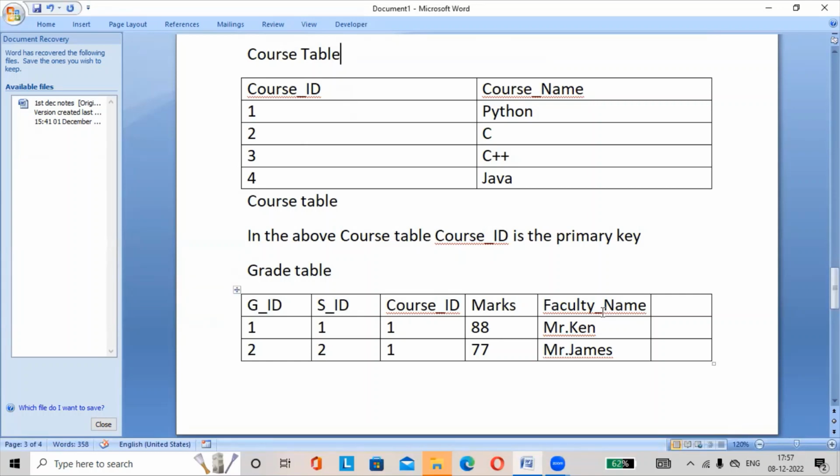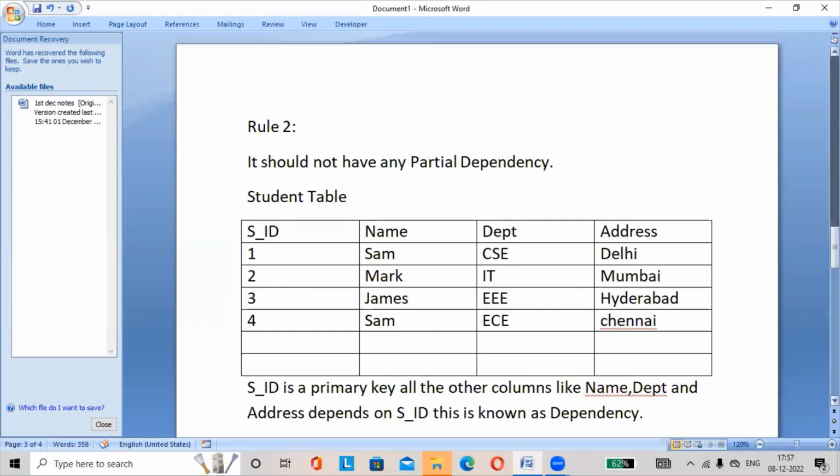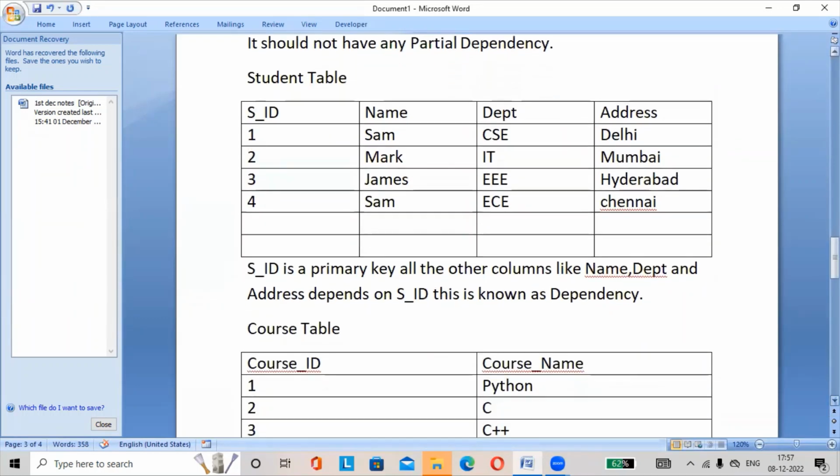Faculty name is dependent on what? Course name. Yes or no? Here course name is not present. So we have to remove this faculty name. The faculty name column we have to remove and we have to add it in the course table. Is it clear, ma'am, what I mean to say?